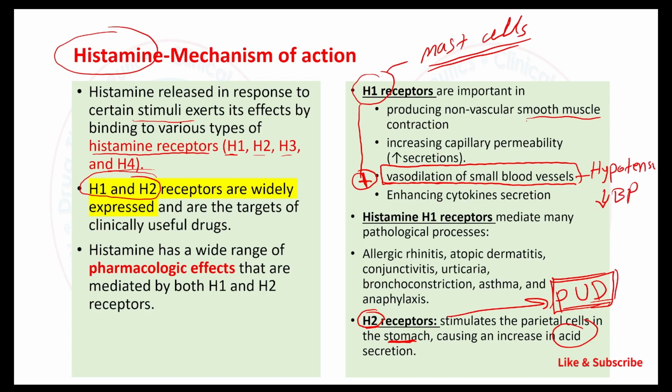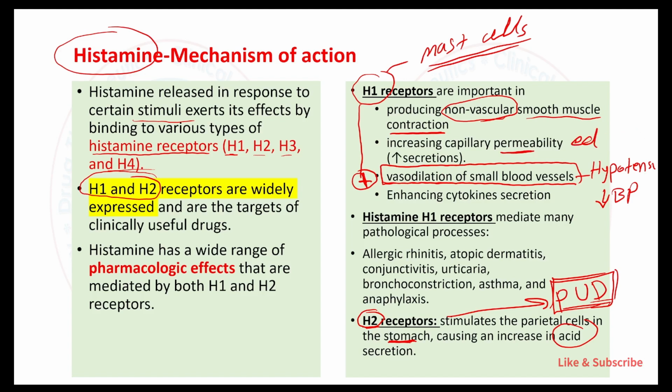What happens with the non-vascular smooth muscle cells? The result will be contraction. Here we talk about the bronchial tree. When we talk about the nose and the eye, there is increased capillary permeability, so here we speak about edema.